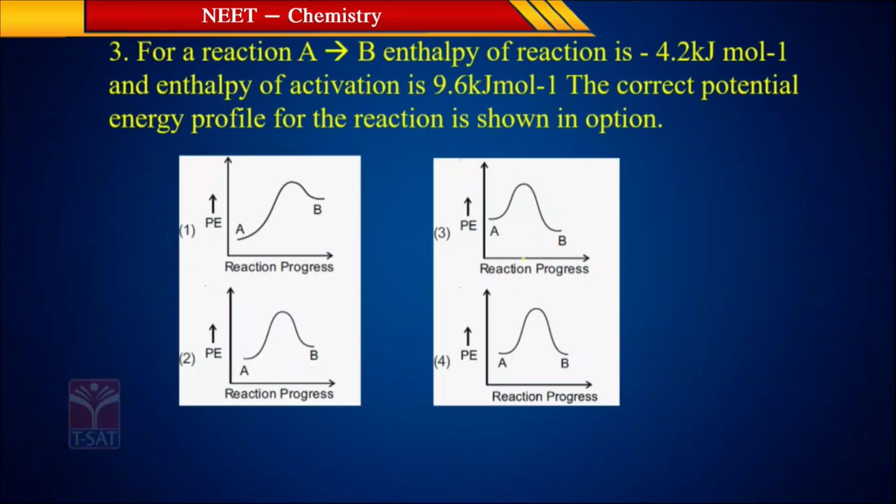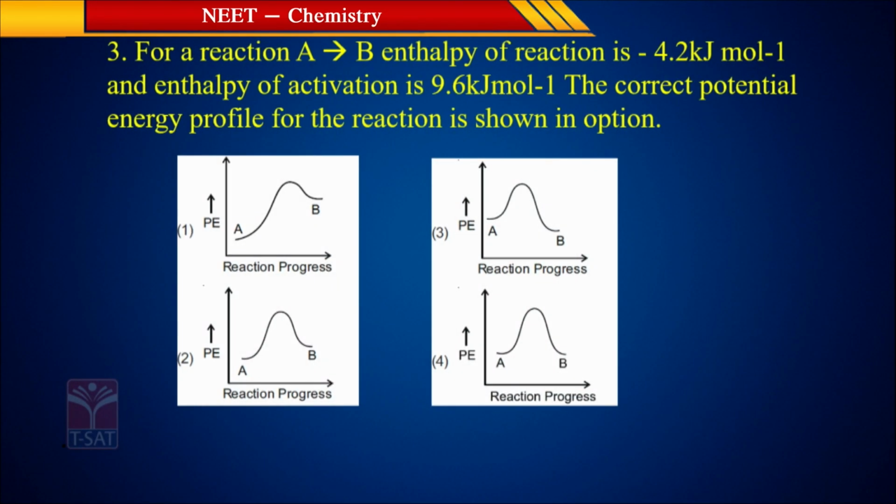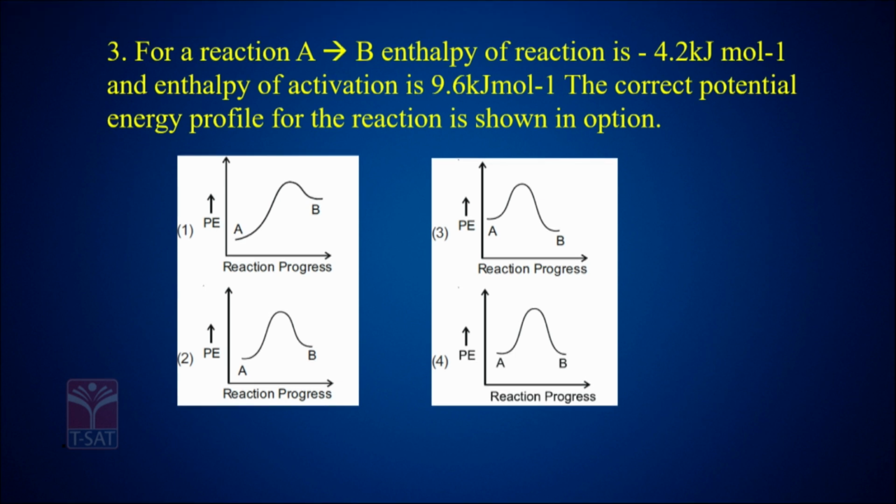And next question. For a reaction A to B, the enthalpy of reaction is 4.2 joules per mole, right, and the enthalpy of activation is 9.6 joules per mole. The correct potential energy diagram for the reaction shown is?